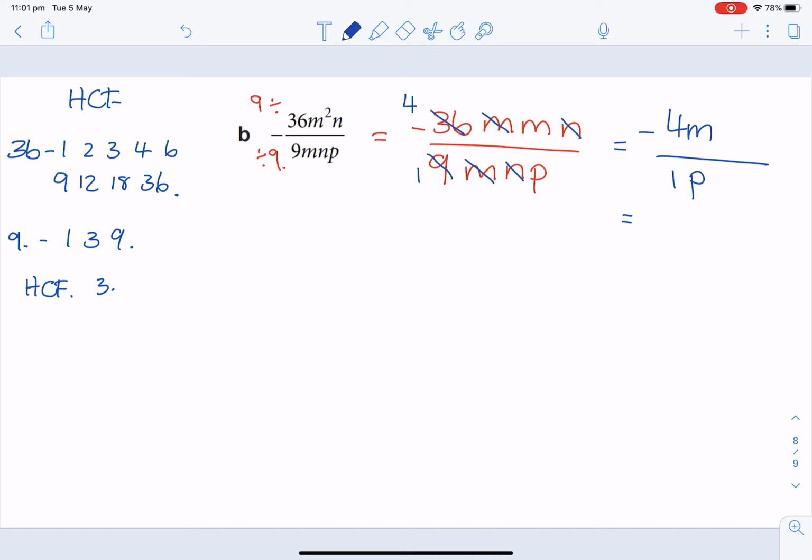Do we need to write the 1 on the bottom? No. So negative 4m on p is my solution. Now, I could have used the CAS for that, but I didn't need to. Doing it step by step will give you the knowledge and the understanding of what to do. At the end of the day, if your CAS dies, you're going to have to do it by hand anyway.